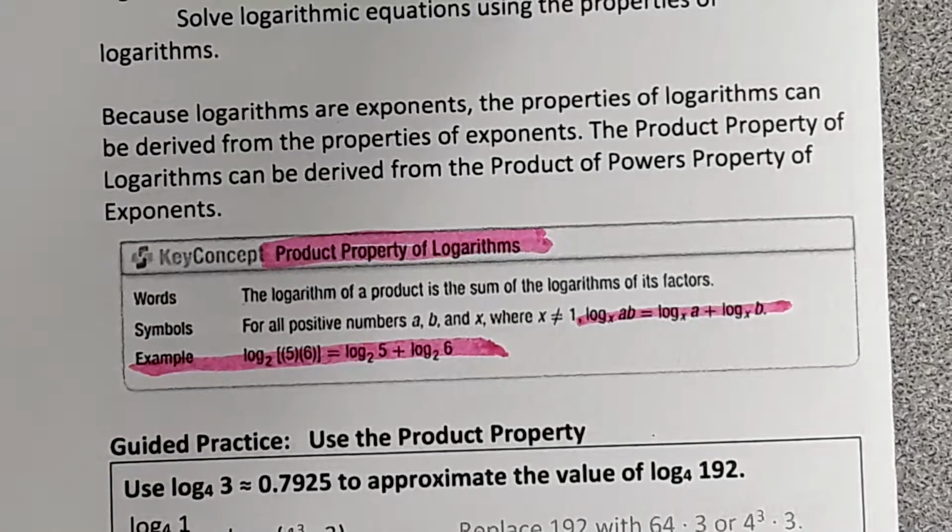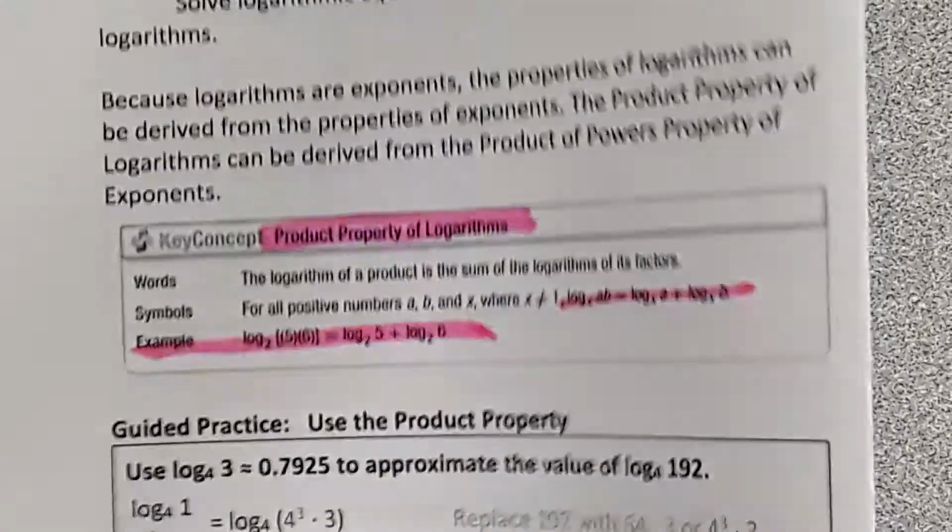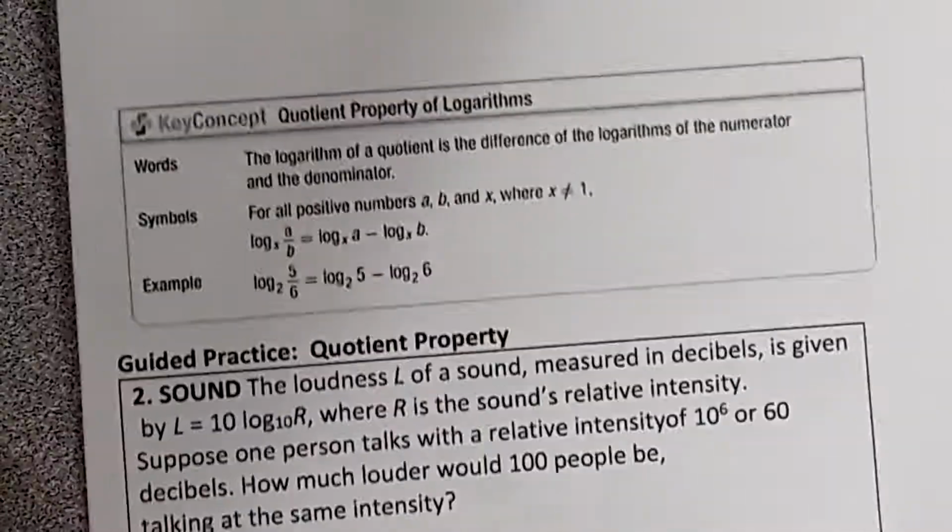So we have the product property, which is kind of like the product property of exponents. As long as the bases are the same and you're multiplying, you can add exponents. So as long as the bases are the same and it's a multiplication problem, you can add them. We're going to go back, but I just wanted to show you.